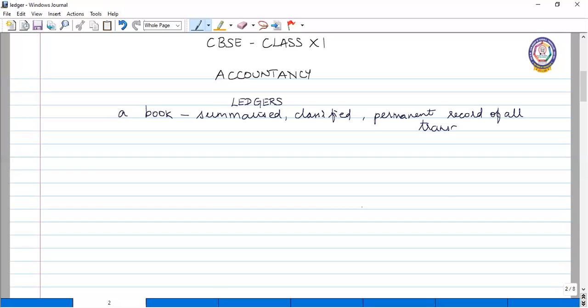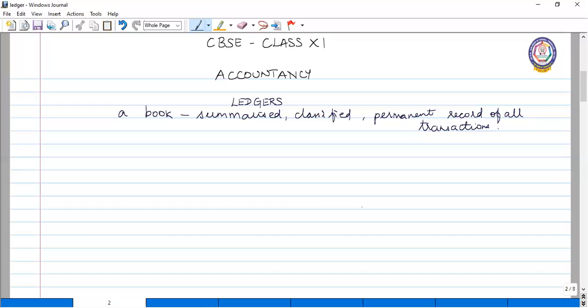For example, if you take all entries related to cash for a particular month, we are going to summarize all those transactions and classify the cash transactions separately. This is going to be a permanent record of all the transactions made related to the cash account. When we classify like this, it will be very easy for us to identify and analyze the transactions for particular accounts.